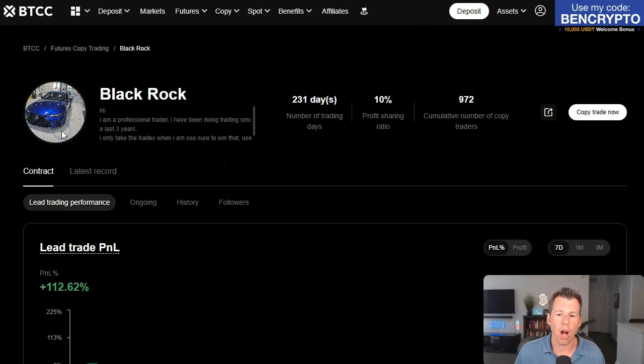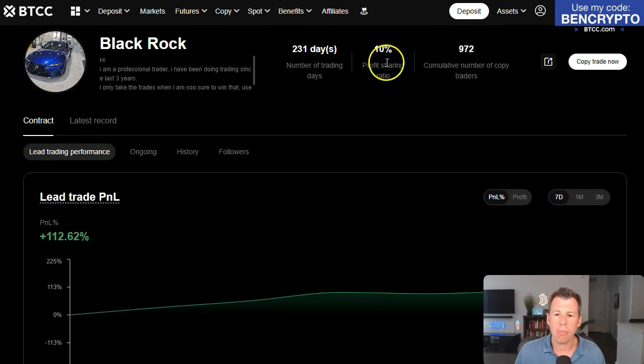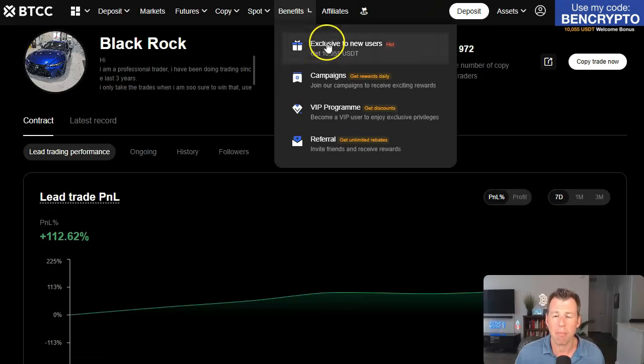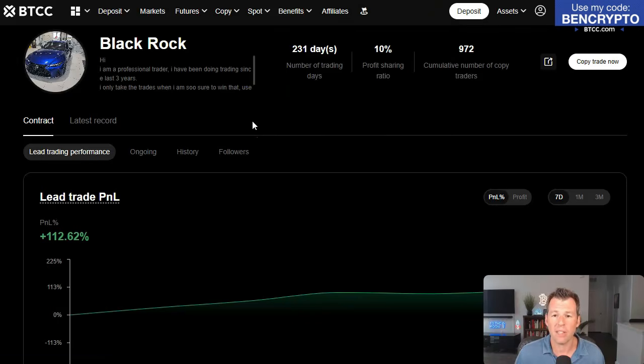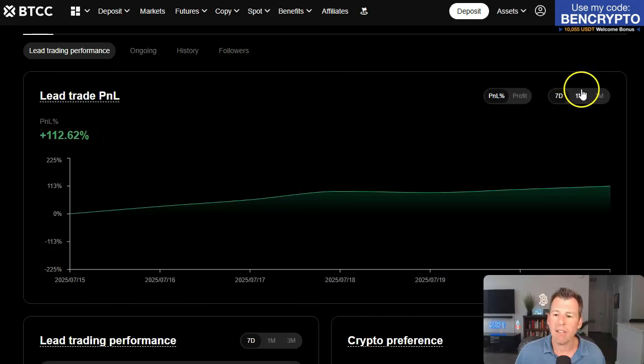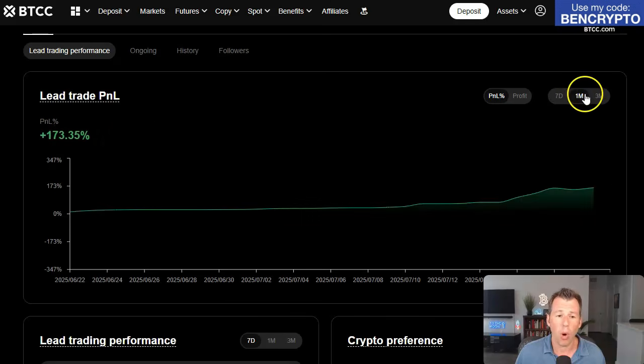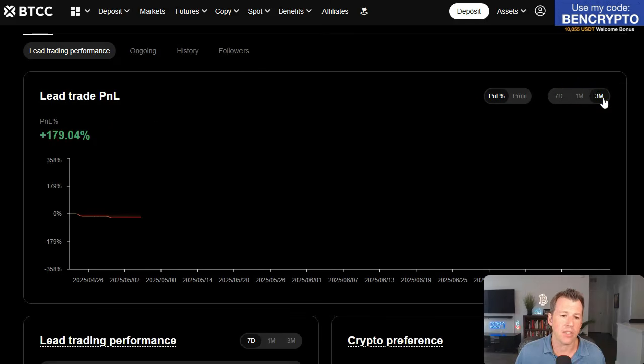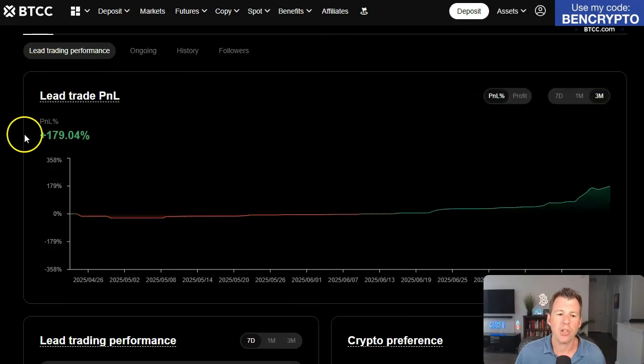Let's look at BlackRock first. Okay, so I like what I see. 10% profit sharing ratio. It's usually either 10 or 15%. That means of all the trades you make copy trading him, if you make profits, you pay him a 10% commission. So that's on the lower end of 10 to 15%. That is good. His 7-day P&L, he's up 112%. That's good. On the 1 month, he's up 173%. That's great. On the 3 month, he's up 179%.